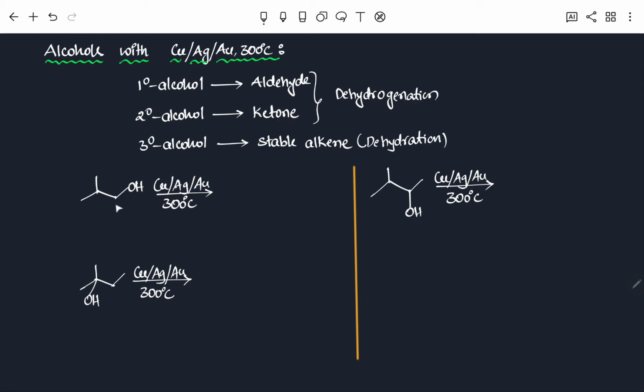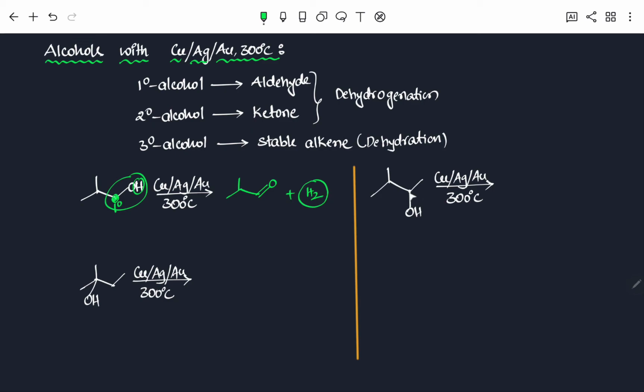For example, it is a primary alcohol. When the primary alcohol is treated with copper, silver, gold, it converts into aldehyde. The primary alcohol carbon is converted into aldehyde. So here what we have done, we remove the hydrogen from here and we remove the hydrogen from here. So minus H2. So we removed H2. That's why it is a dehydrogenation.